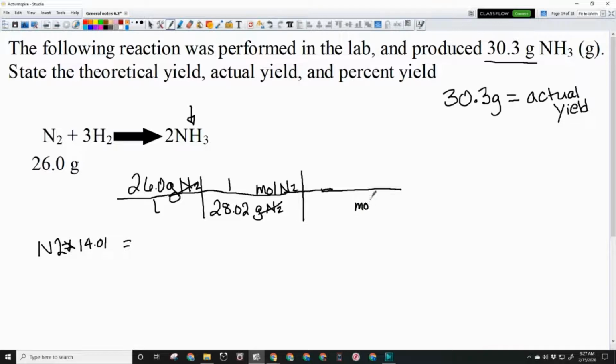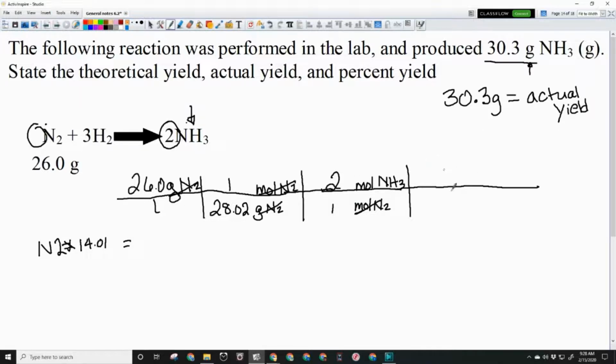So I'm going to go ahead and do another conversion. So moles of N2 to moles of NH3. Okay, so what's this ratio? 1 to 2. So 1 mole of N2 to 2 moles of NH3. Okay, so that cancels. We're going to extend this again because we don't want moles. We want grams. So we compare grams to grams because it's hard to compare moles to grams.